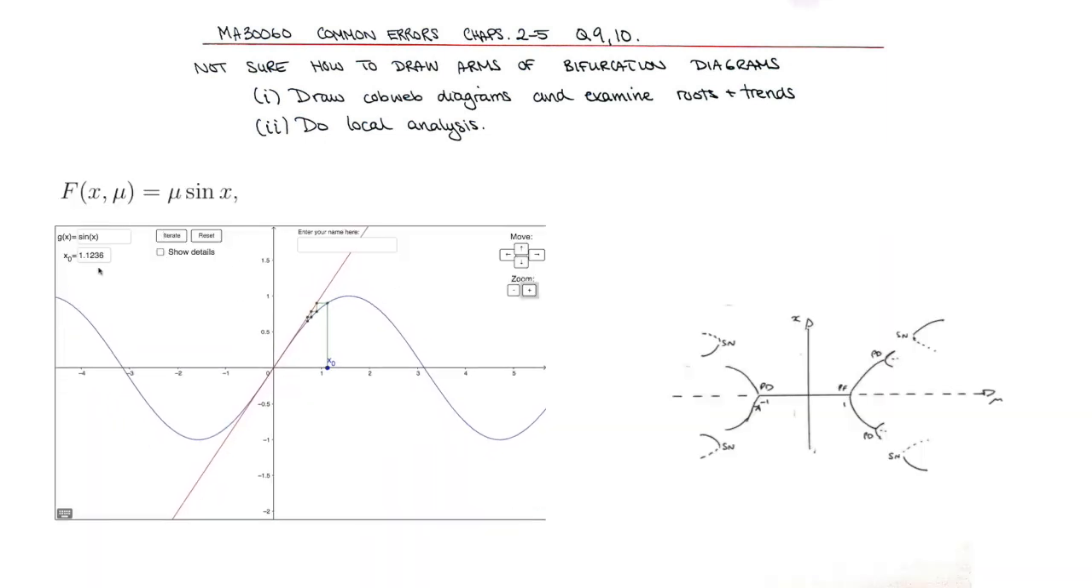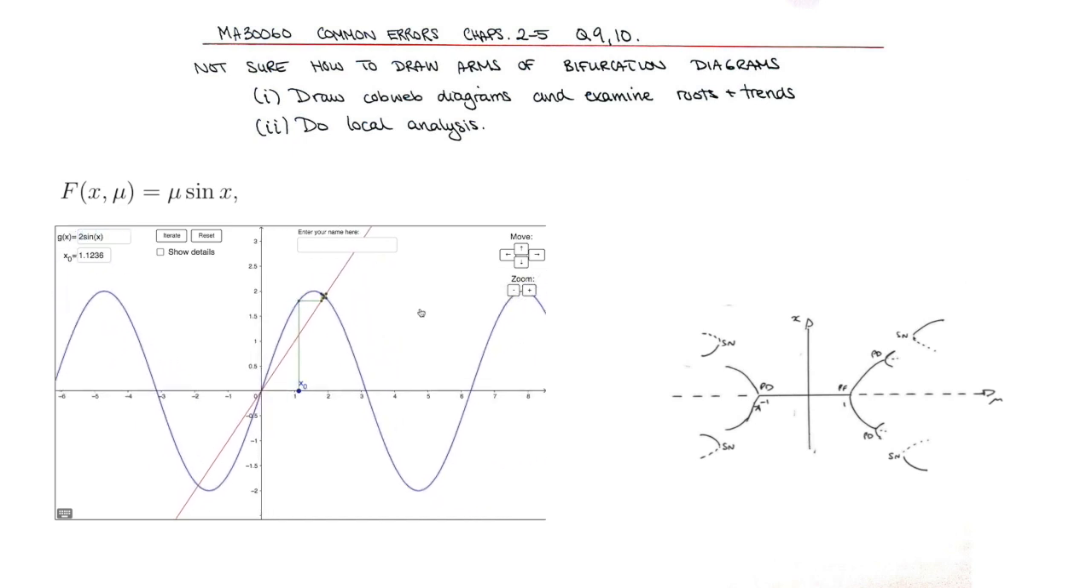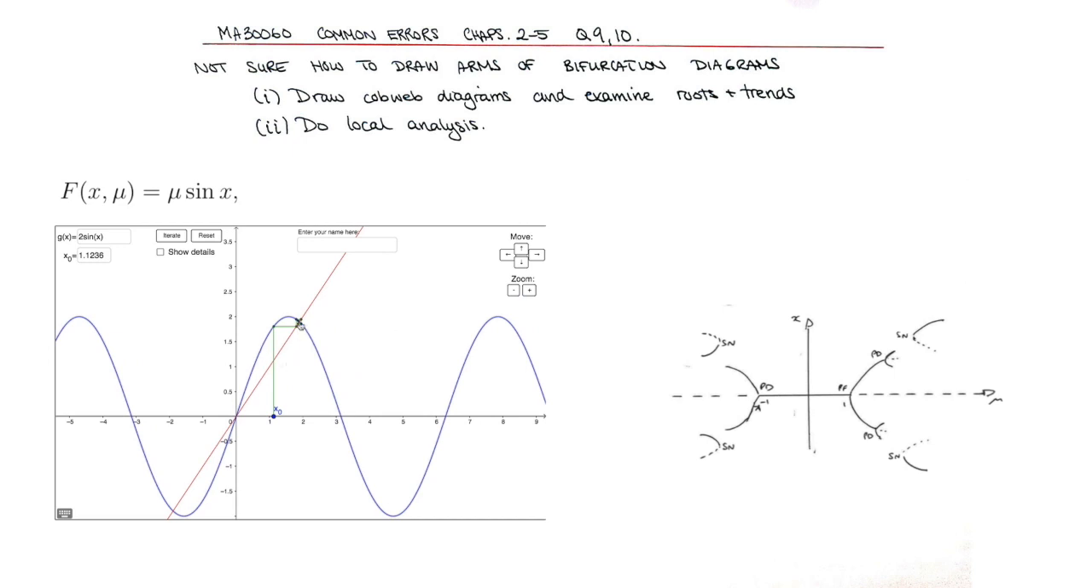Here is an example from question 9a. The system is given by mu times sine of x. Let's focus on the positive values of mu. First, if mu is small and positive, there is only one fixed point at the origin which looks to be stable. Second, if mu is sufficiently large, the zero at the origin splits into 3 and hence a pitchfork bifurcation emerges. You can see that the rightmost fixed point is stable, but now x equal to 0 is unstable.